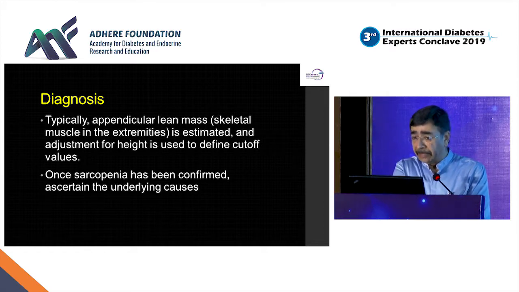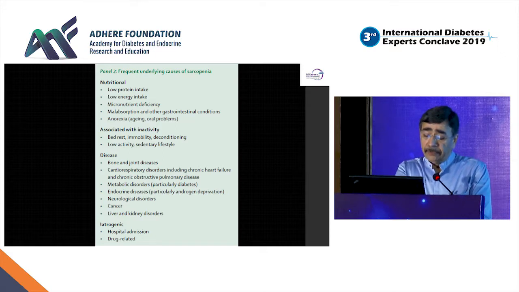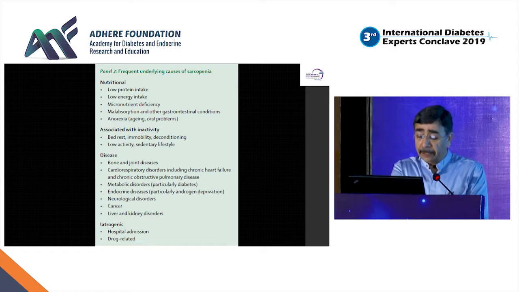There may be multiple factors which contribute to development of sarcopenia, like nutritional factors, low energy, low protein intake. There may be lack of activity, which is actually one of the major contributing factors, diseases of bone, joint, cardiovascular disorders, endocrine diseases, particularly androgen deprivation, neurological disorders. Cancers are commonly important cause of sarcopenia, and prolonged hospitalizations and drugs can also be involved.